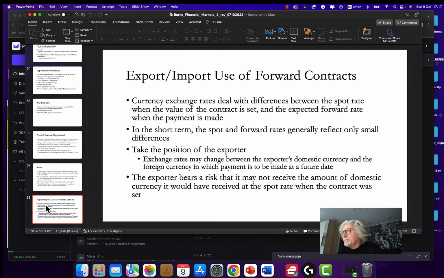So we have an exporter in New Zealand, and we have an importer. It could be any other place.